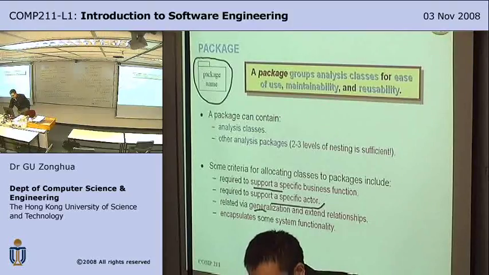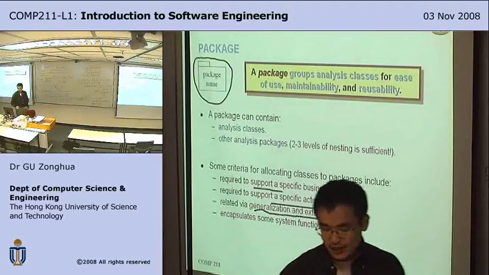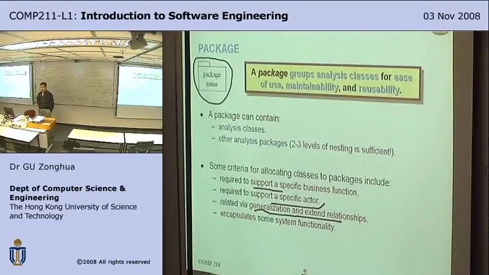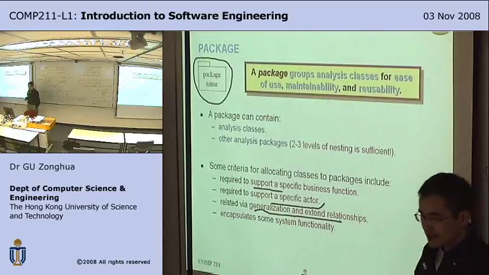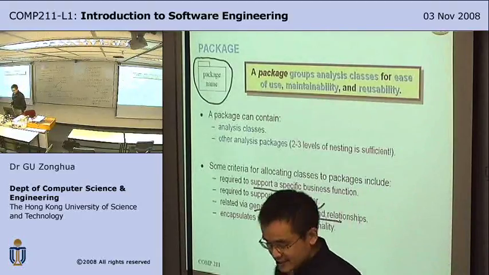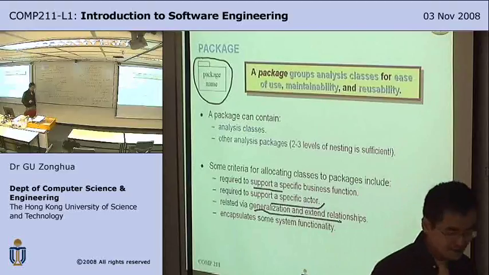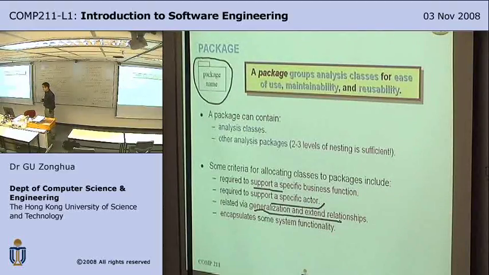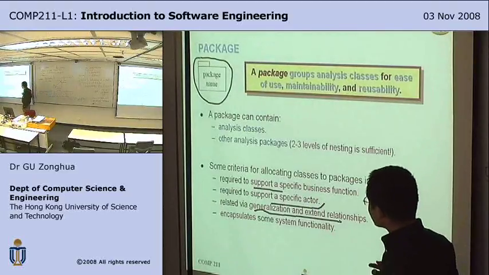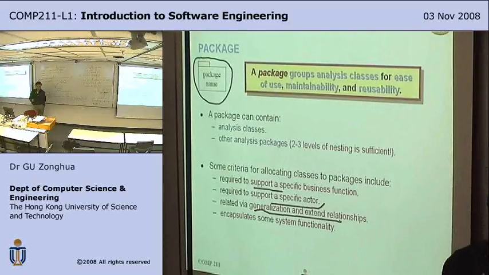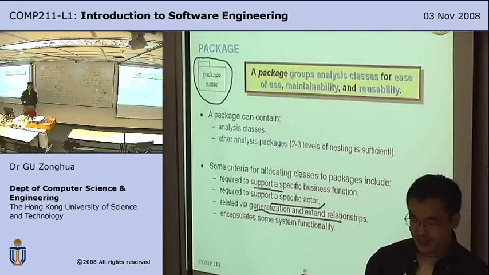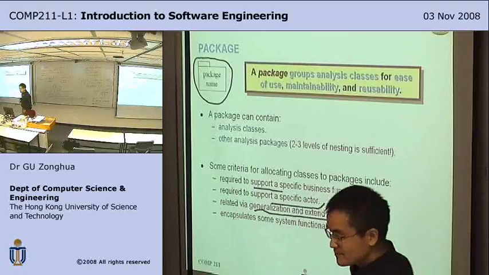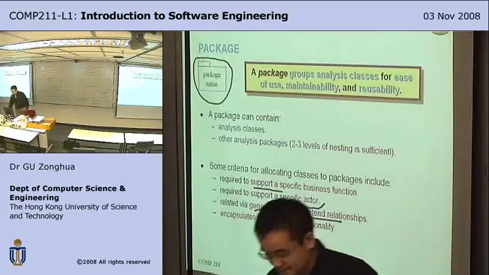Second, classes related by generalization and extend relationships. If you have a class hierarchy of a base class and some subclasses, then you should put them into a single package. And if you have dependencies between classes like associations, then it's possible to put them into the same package or different packages, depending on how tightly they're related. If they're loosely coupled, then put them into separate packages. But if you have generalization, then always put them into a single package.